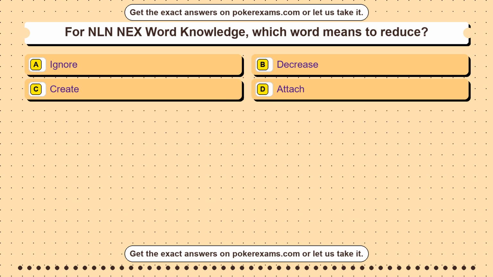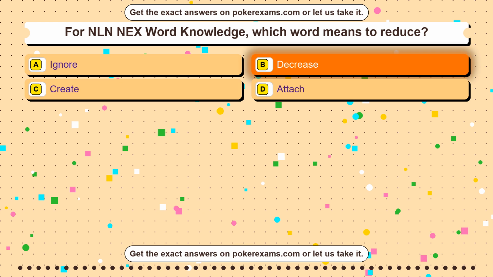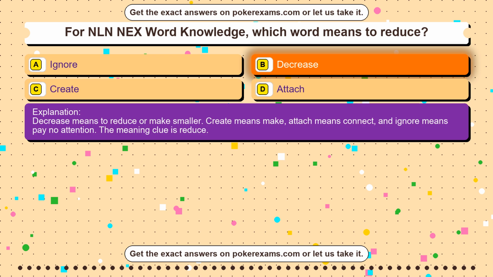Question 32. For NLN NEX Word Knowledge, which word means to reduce? Option A, ignore. Option B, decrease. Option C, create. Option D, attach. The correct answer is option B, decrease. Decrease means to reduce or make smaller. Create means make, attach means connect, and ignore means pay no attention. The meaning clue is reduce.